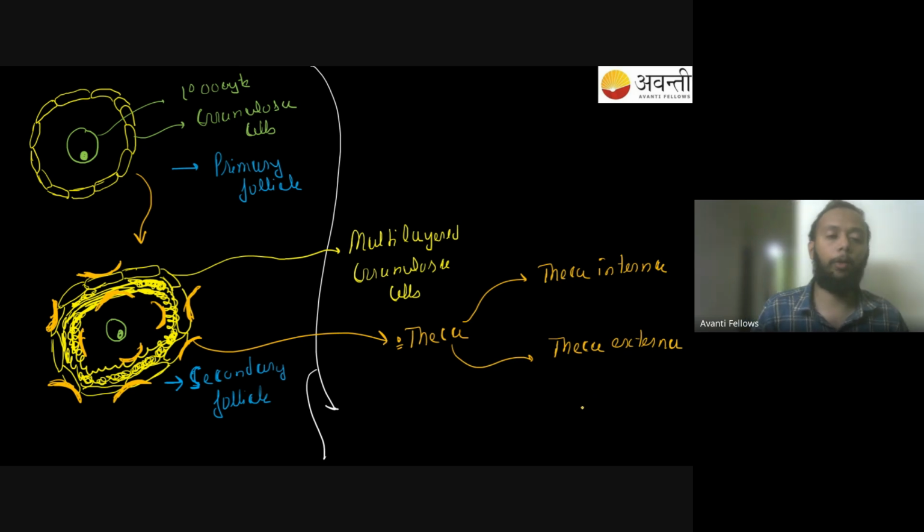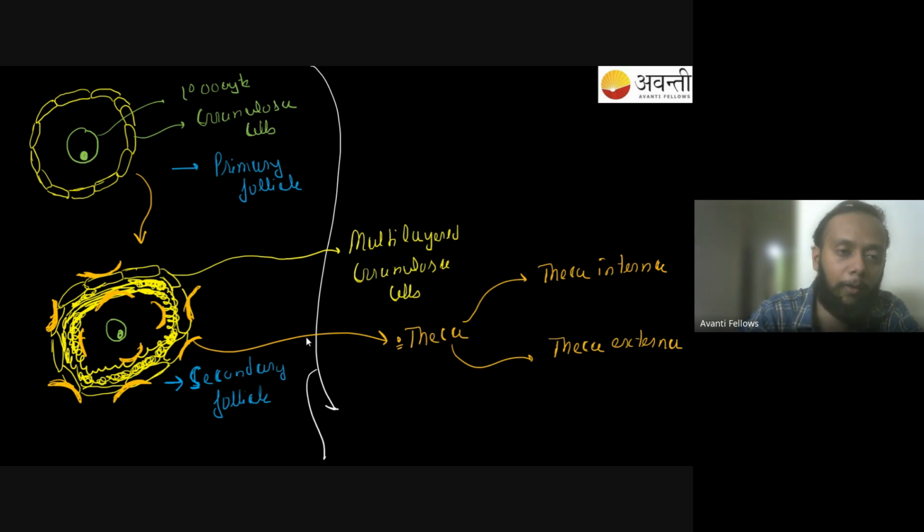Now after this, you have to know these are my secondary follicle. What will happen after the secondary follicle? There will be a formation of my tertiary follicle. Now, before understanding tertiary follicle, there's one thing you have to remember all the time. We have seen the secondary follicle has been formed. It will have multiple layers of granulosa cells. It will have a theca, and that is called my secondary follicle.